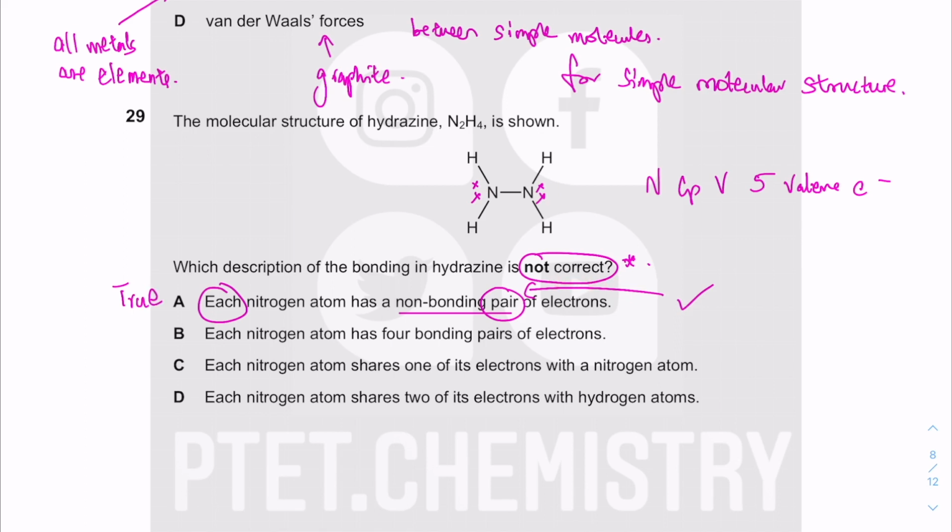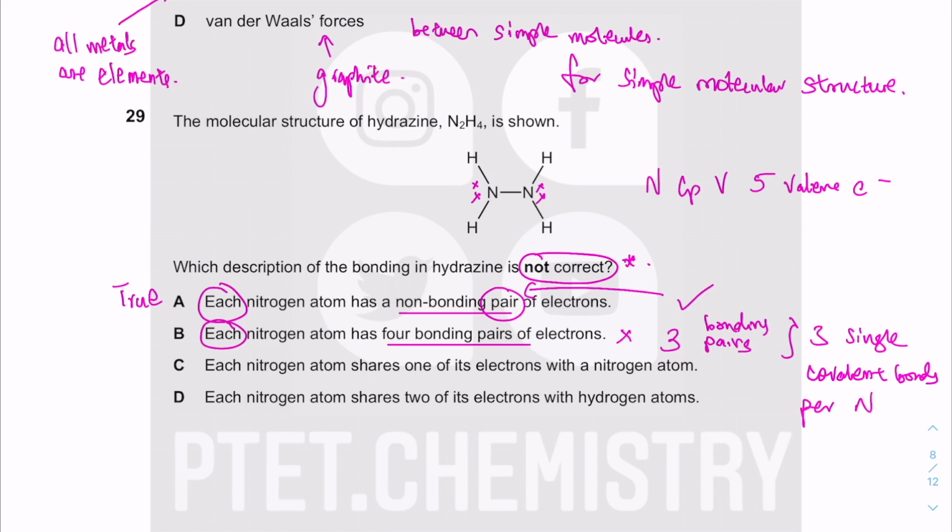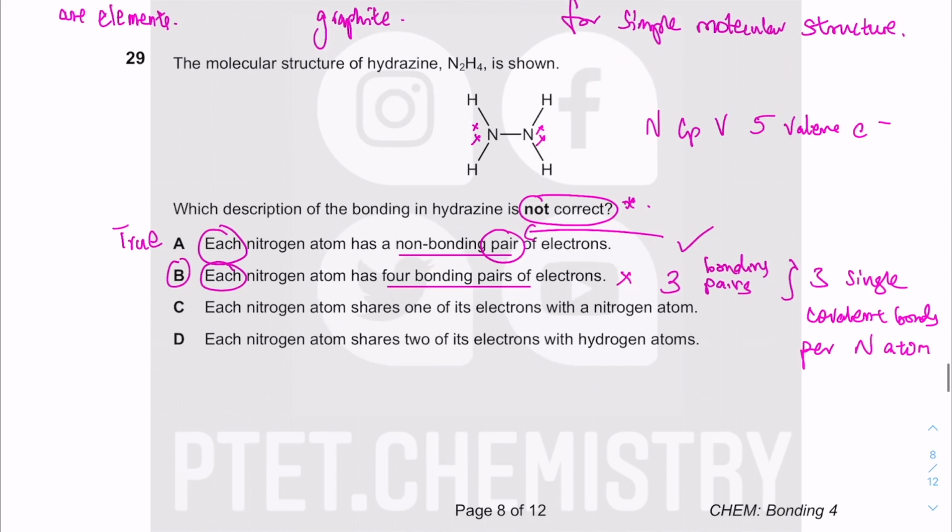Okay. Each nitrogen atom has 4 bonding pairs of electrons. This is wrong. There are only 3 bonding pairs, because there are 3 single covalent bonds per nitrogen atom. If you have 3 single covalent bonds, that is 3 bonding pairs, 1, 2, 3. So you already have the answer, you can move on, but I'll just very quickly show you what it is.